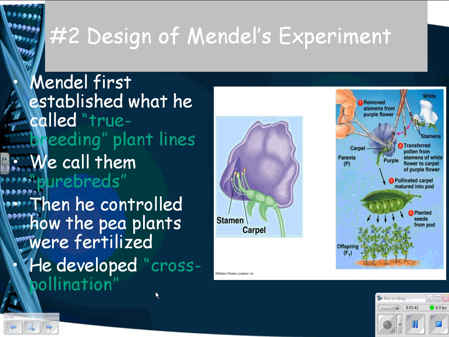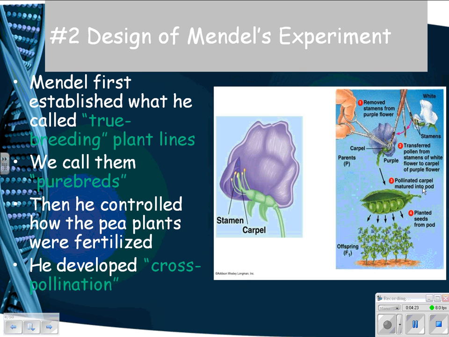So the question is, what are true breeding plants and why are true breeding pea plants important in Mendel's experiments? Because it allowed him to control his experiments properly. What were Mendel's 4 steps for cross-pollination? Well, first he removed the stamen from the purple flower plants. So he took off the male parts that produce the pollen. Then he transferred pollen from another plant, for example, in this case, a white flower, to the carpel of the purple flower. So that's where we get the cross-pollination.